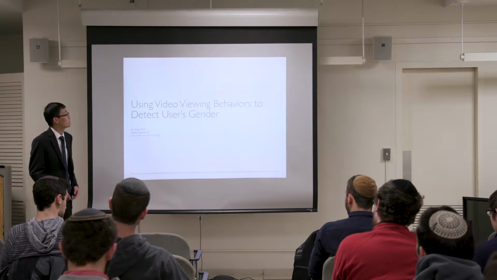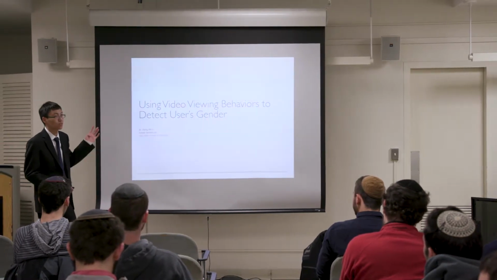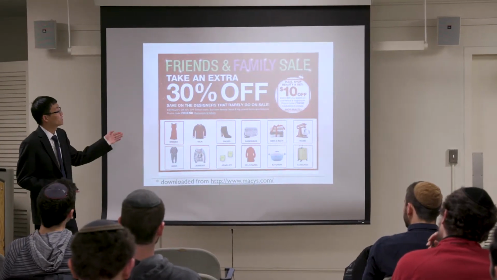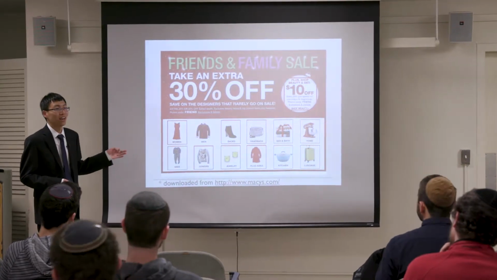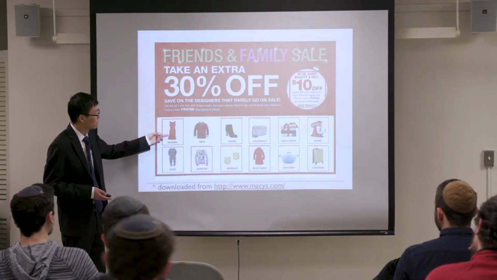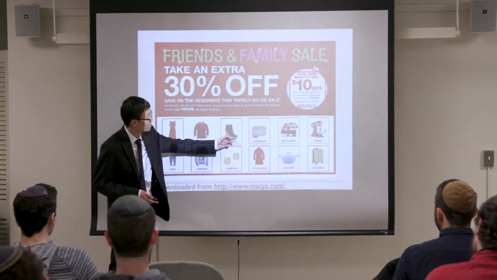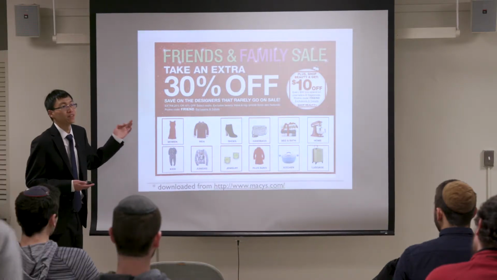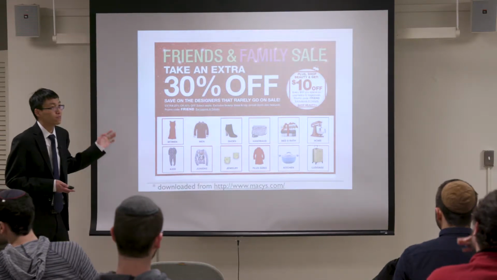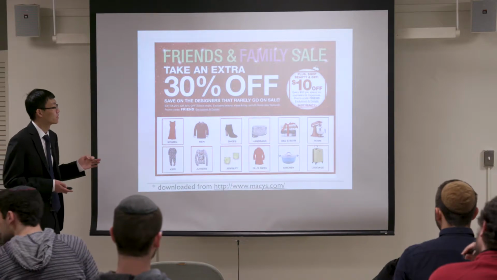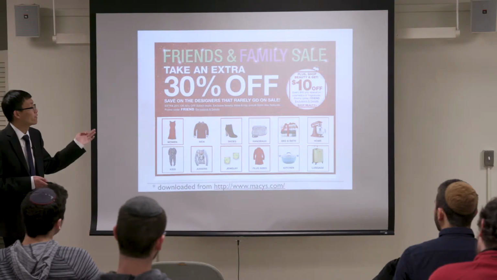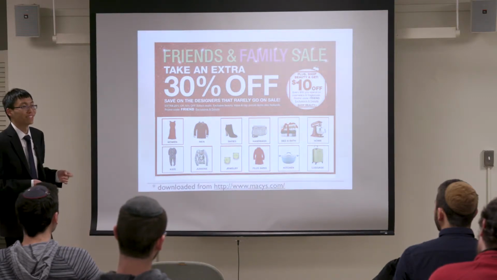So today I will talk about using video viewing behaviors to detect the user's gender information. Here is an ad that I downloaded from Macy's.com. This is very interesting actually. As you can see, the majority of the items are designed to attract female audiences or female customers. Actually, this is very common in online advertising because gender information is a critical factor that every company cannot ignore in their business.